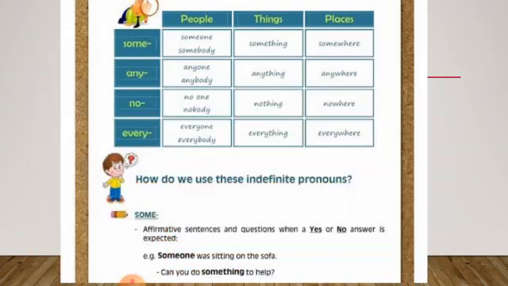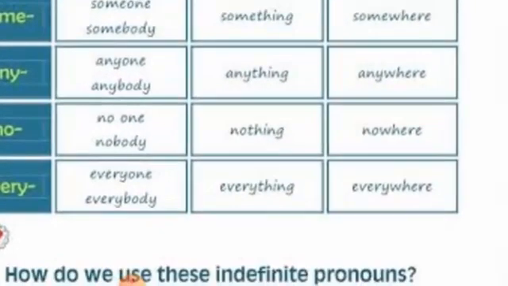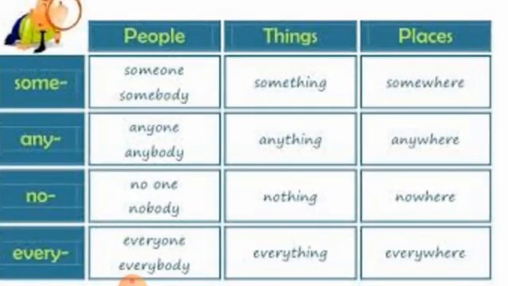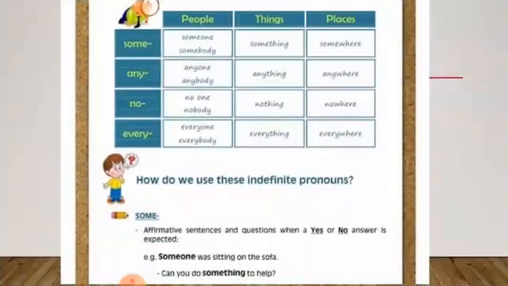You can take a screenshot of this and see here we have separated them. For people we use someone, somebody, anyone, anybody, no one, nobody, everyone, everybody. And for things we use something, anything, nothing, everything. For places we use somewhere. For example, she has gone somewhere. Like I don't know, indefinite, anywhere. We can go anywhere in the world. Anywhere, nowhere, everywhere. So these are about people, places and things.